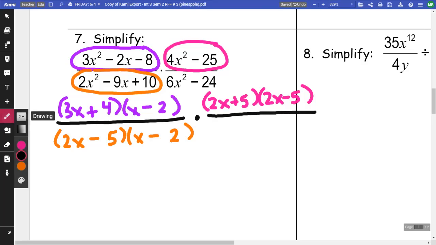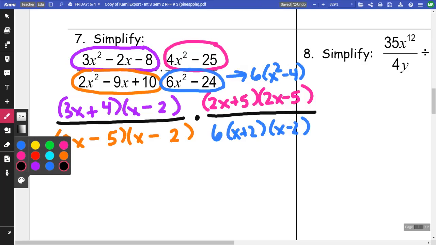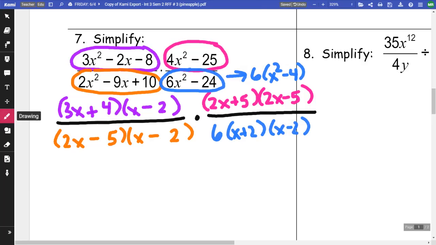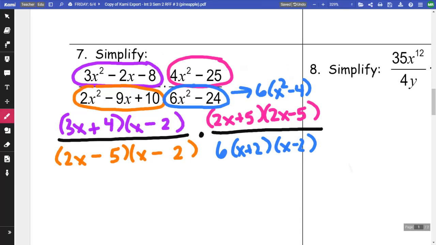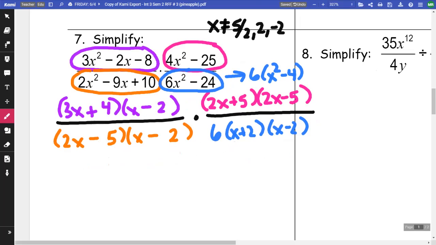And then on the bottom, for this one, let me just kind of first start here. Looks like I factor a 6 out of this, and I get an x squared minus 4. So I'm going to have a 6, and then that x squared minus 4 is another difference of two squares, x plus 2, x minus 2. Now, restrictions. So restrictions, can't have things make my denominator 0. So in terms of restrictions, x cannot be 5/2, 2, -2. Those are going to be my restrictions, okay? Because I cannot have 0 in my denominator.